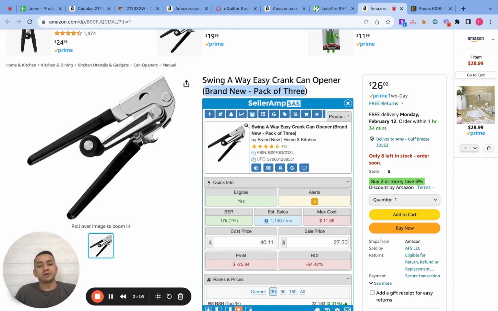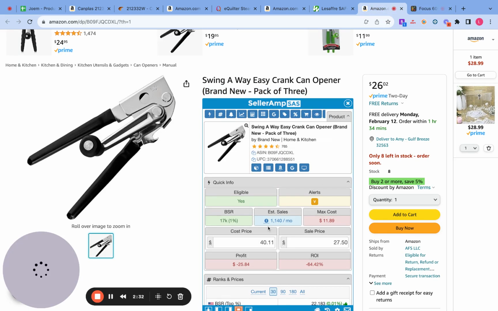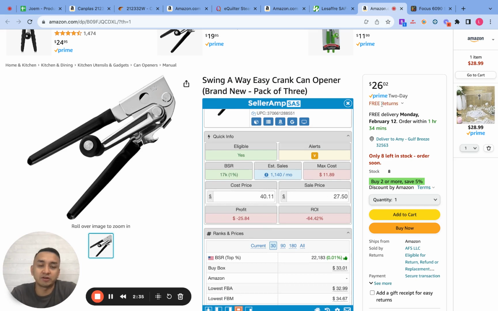So yeah, it's very confusing for new sellers sometimes. So just be very careful because this one again is a pack of 3, and this one is only a pack of 1. So if you input your cost, you've got to multiply this number by 3. And if you do, as you guys can see here, it's giving you a negative ROI, right? So there's that.